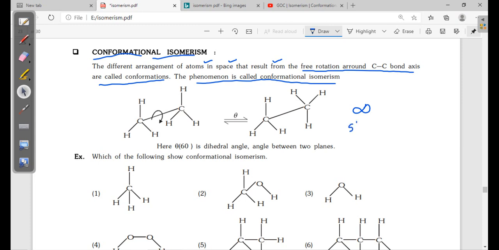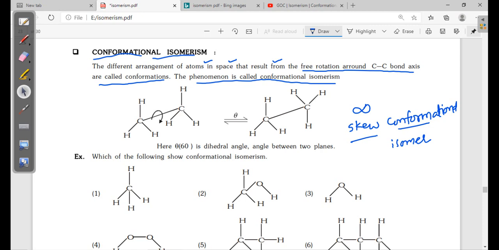These infinite isomers are called skew conformations, skew conformational isomers. Okay, we don't discuss all these infinite conformations. We will discuss only two which are important: one is eclipsed and one is staggered.